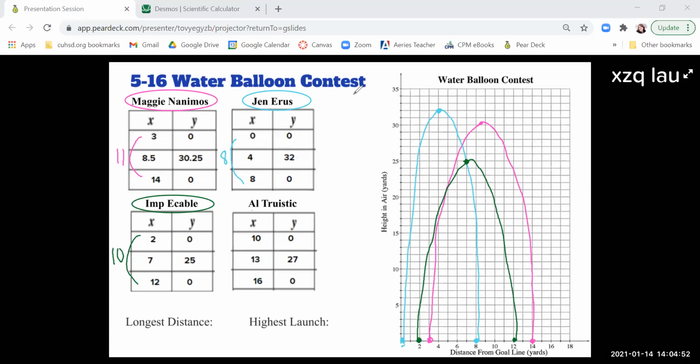And then Al. Okay, so we have 10, 0 as a starting point now, and 16, 0. So that's only 6 apart. Do you see how far apart those are? 6 apart from the two x-intercepts. The height of 27, so 13, 27.